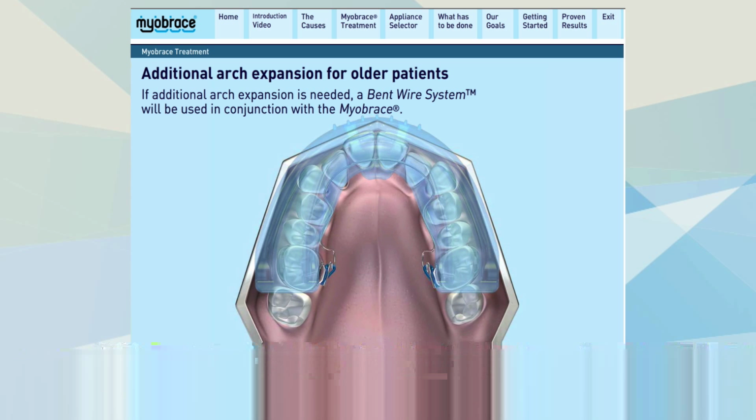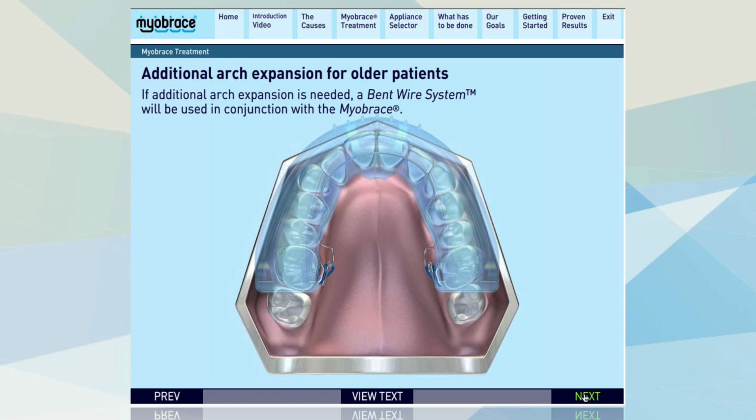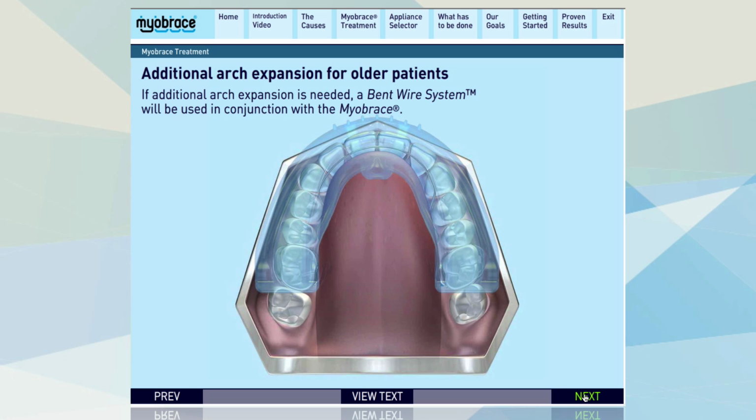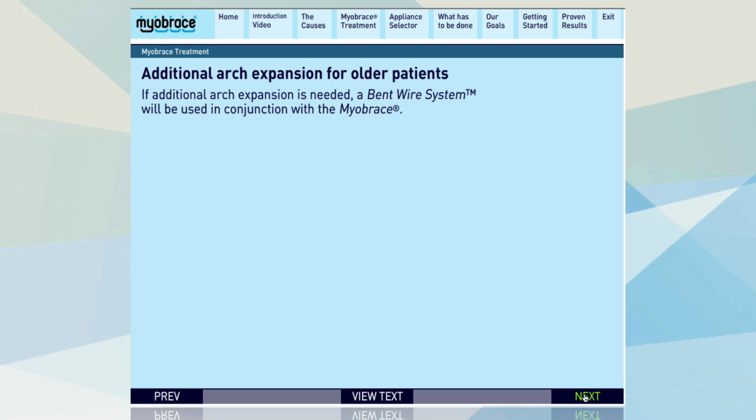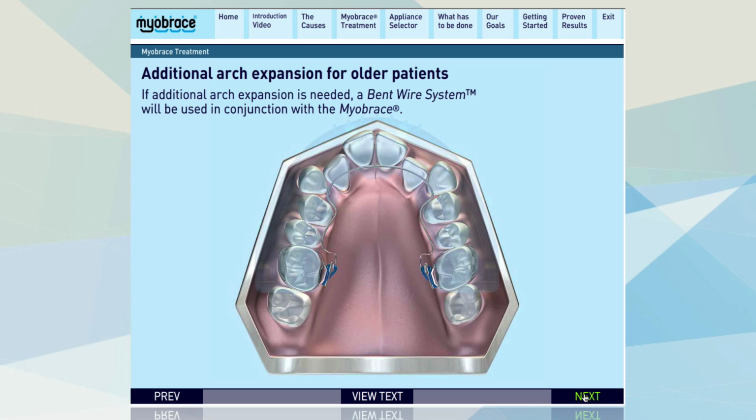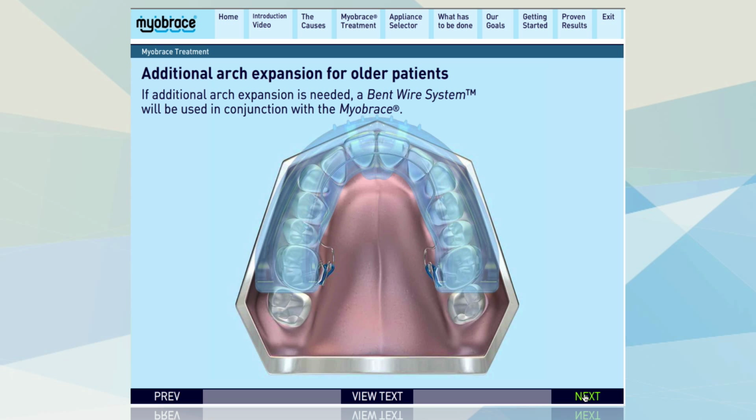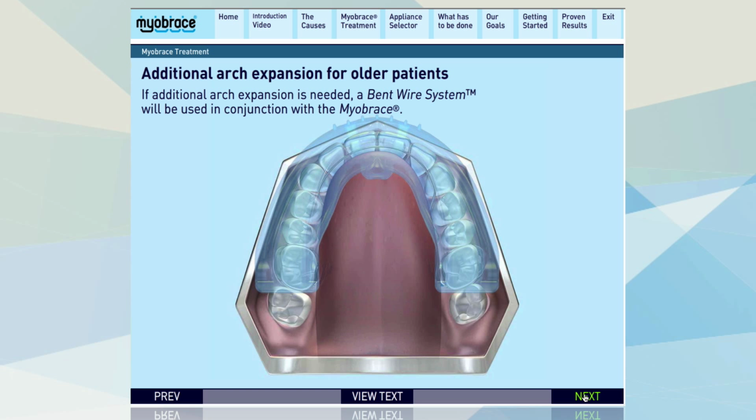So we combine the bent wire system with the Myobrace system, and that helps to get the tongue up in there, and the tongue is a big helper in getting the correct upper arch form. Once we have the correct upper arch form, there's plenty of room for the teeth, and we can align them with very light forces.